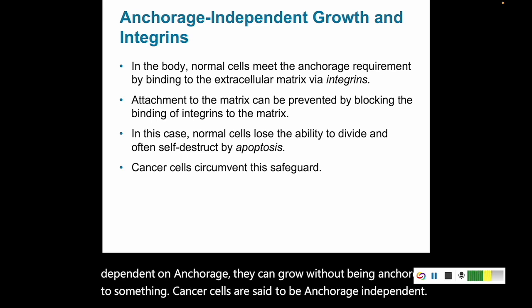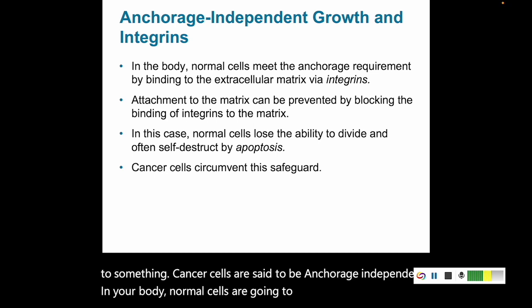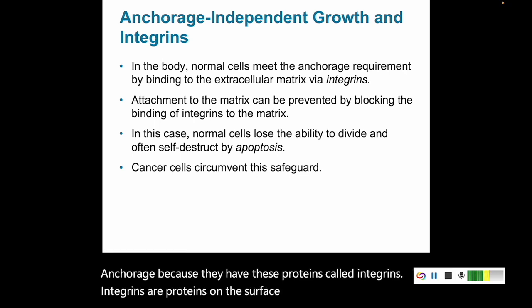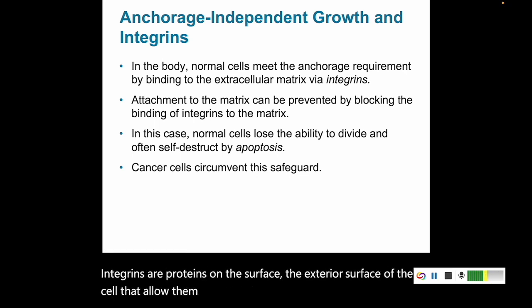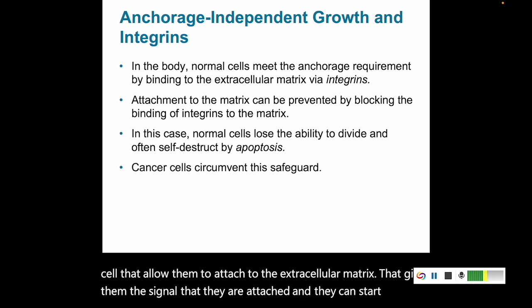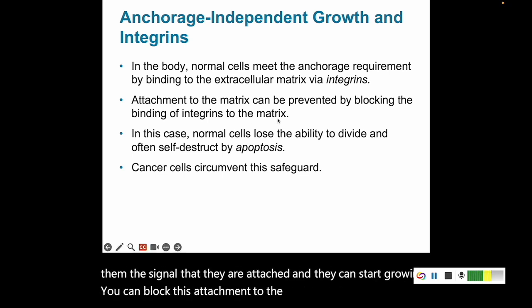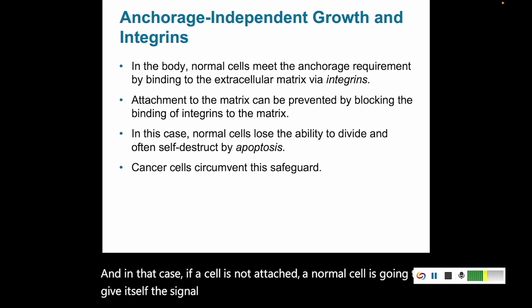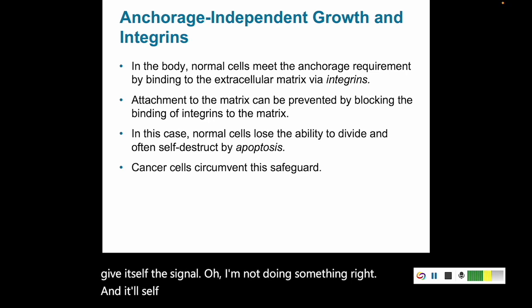In your body, normal cells are going to meet that requirement for anchorage because they have these proteins called integrins. Integrins are proteins on the exterior surface of the cell that allow them to attach to the extracellular matrix. That gives them the signal that they are attached and they can start growing. You can block this attachment to the matrix, and in that case, if a cell is not attached, a normal cell is going to give itself the signal, uh-oh, I'm not doing something right, and it'll self-destruct. The way a cell self-destructs is through apoptosis.